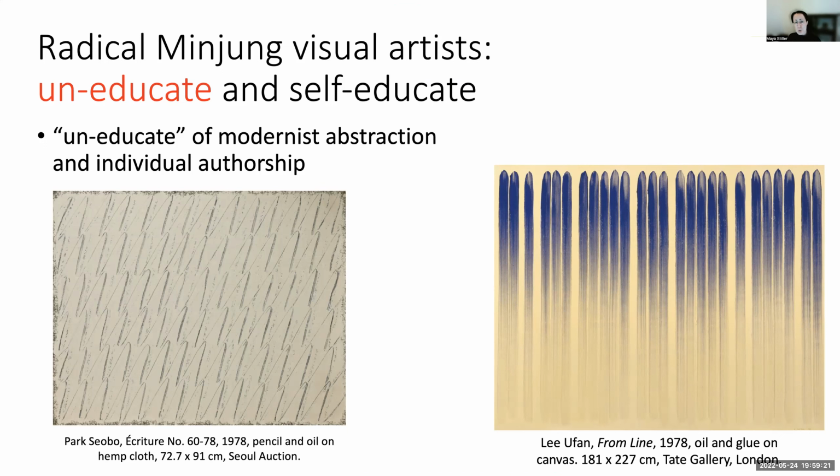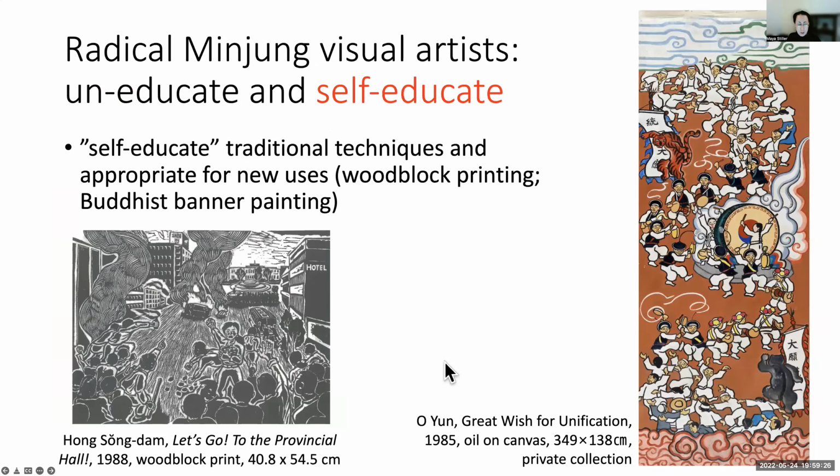And yeah, that's basically what Minjung artists had to unlearn. Then Minjung artists had to self-educate in traditional techniques that were actually not taught in art school. These were techniques like woodblock printing, for example, or how to paint a Buddhist banner painting. These were things that Minjung artists learned directly by visiting artists in the countryside, or just by teaching themselves.